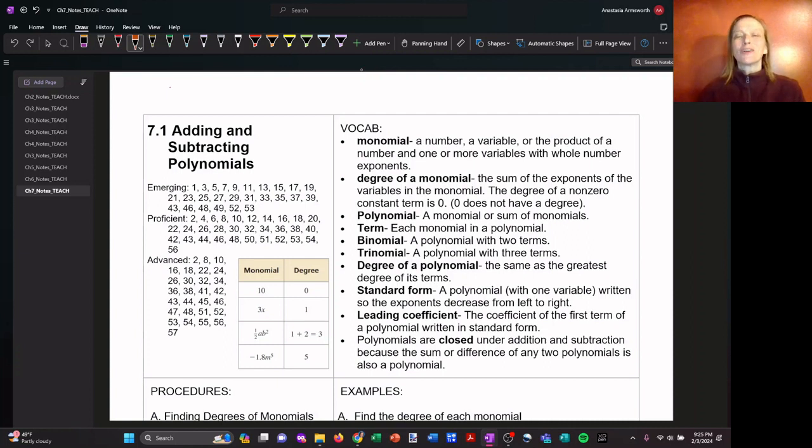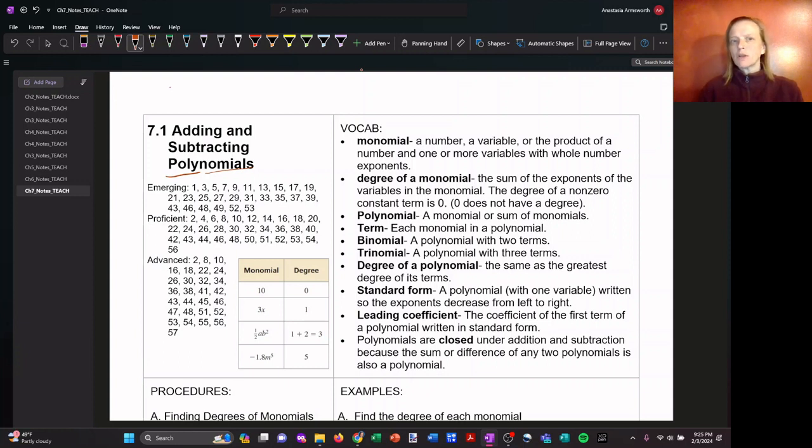Hi, folks. Today we're going to learn how to add and subtract polynomials. Perhaps you're wondering what a polynomial is, and we'll get to that in just a second. First, we're going to just look at that word. Poly means many. Nomial actually means name, but this means many names.